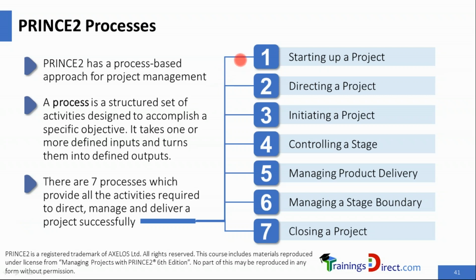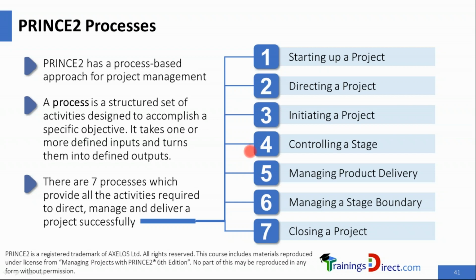These 7 processes are starting up a project, directing a project, initiating a project, controlling a stage, managing product delivery, managing a stage boundary, and closing a project. These processes have an approximate sequence, meaning every project begins with starting up, followed by directing, followed by initiating. However, directing keeps coming up every time the project board reviews and approves something for the progress. Therefore, in general, 1, 2, 3, after which it may go back to 2, and then move to 4, 5.